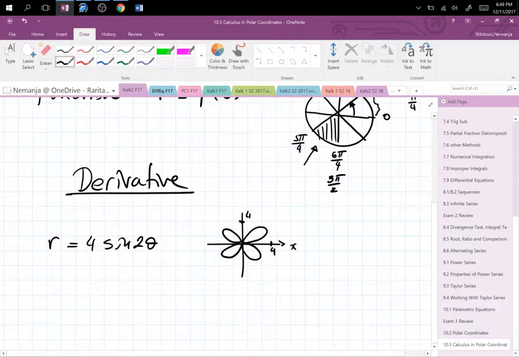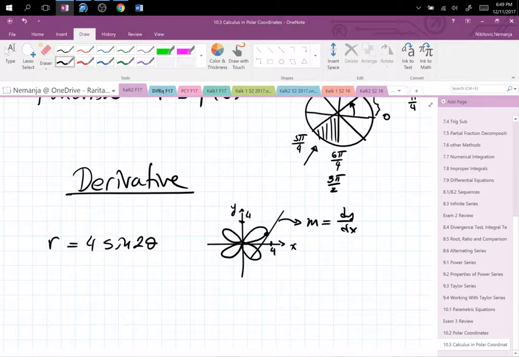But this is still graphed on xy. Yes, I understand this is not a function, and if I try the vertical line test, it's going to fail miserably. But I can still pick a point somewhere and strike a tangent line through it. That tangent line has a slope, and that slope is dy dx. So there is a way for us to compute the derivative dy dx.